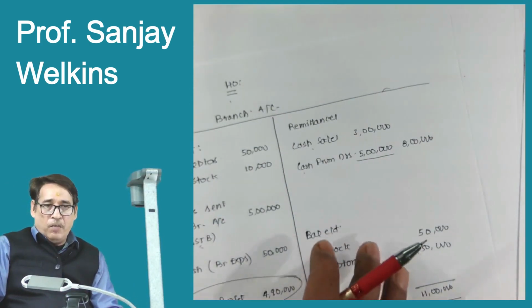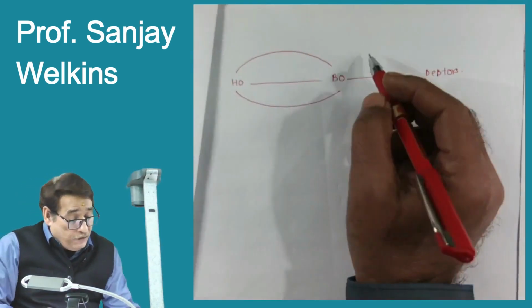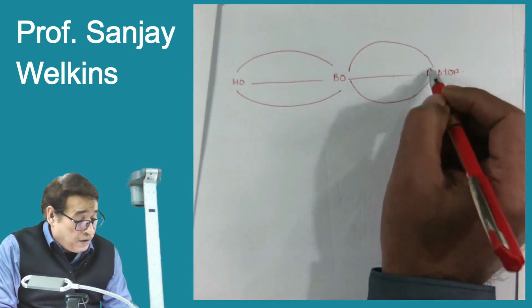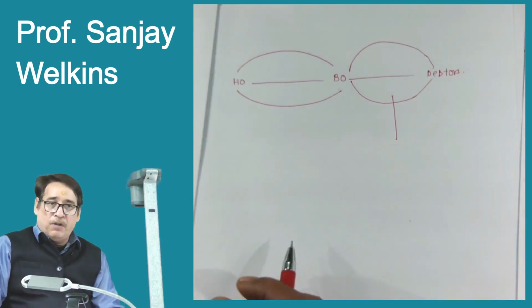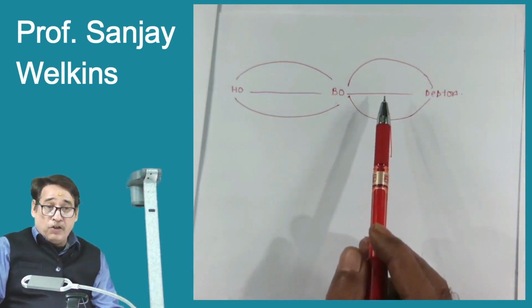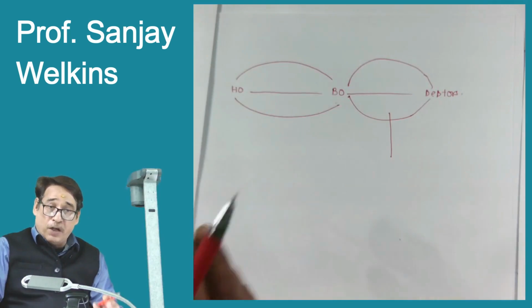Are you getting my point or not? Indirectly, it means if there is any transaction which is taking place between the branch office and debtors, it will not find place in the branch account. Any transaction between the branch office and the debtors account will not find place in the branch account. Remember one thing.